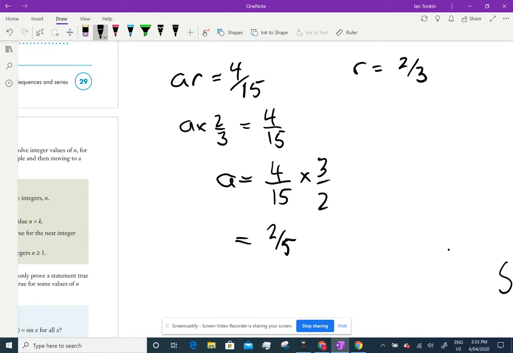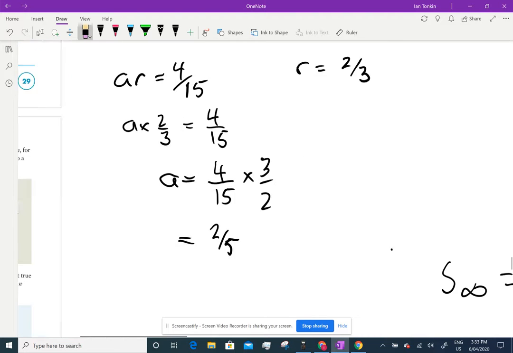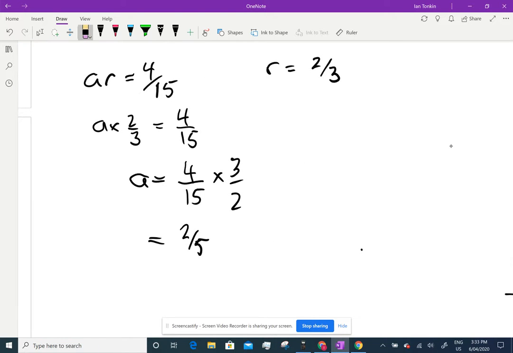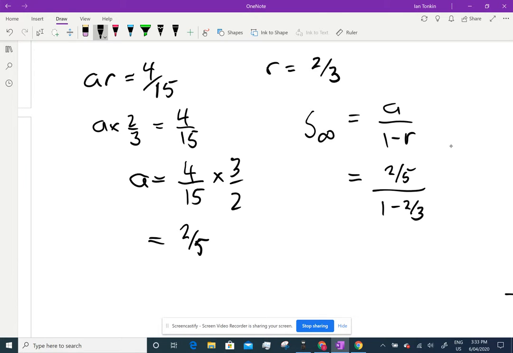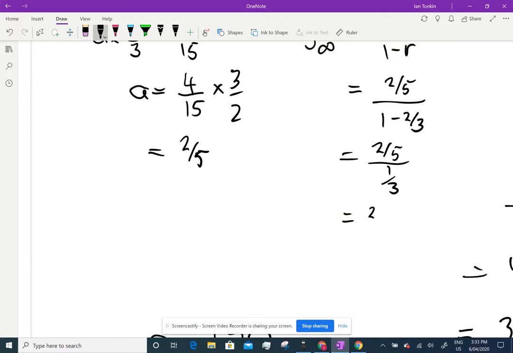So now I've got my A and my R, so all I have to do is find S of infinity. S of infinity equals A on 1 minus R. So that gives us 2/5 on 1 minus 2/3, which is 2/5 on 1/3. What do you do when you divide by a fraction? You multiply by a reciprocal. 2/5 times 3 on 1, which is 6 on 5, which is 1 1/5, which is the correct answer.